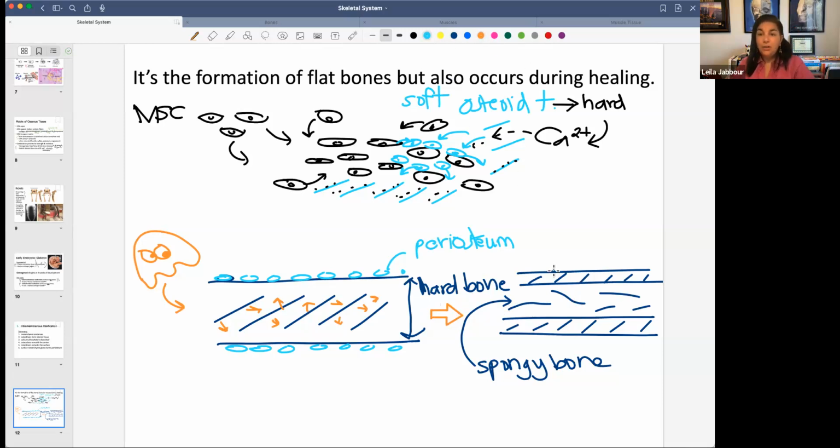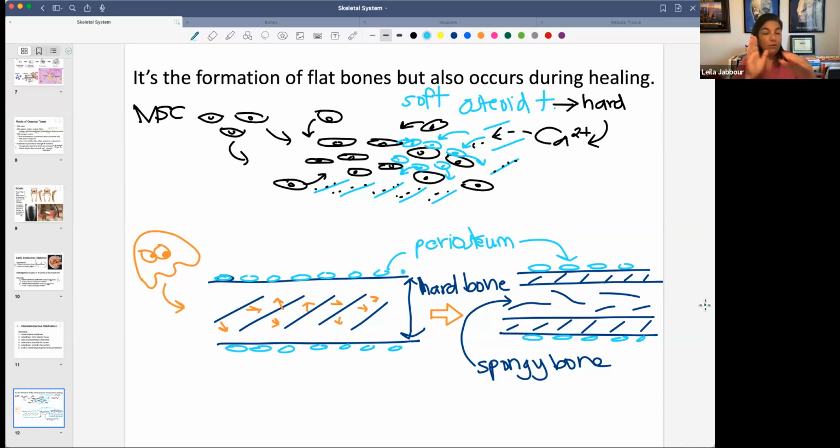You still have your less mature osteoblasts on the edges, and that's the periosteum. There we go. That's the periosteum. Okay, so that's how we have flat bones set up. They're actually a layer of compact bone, spongy bone in the middle, and compact bone on the other side. And it's a sandwich layer.